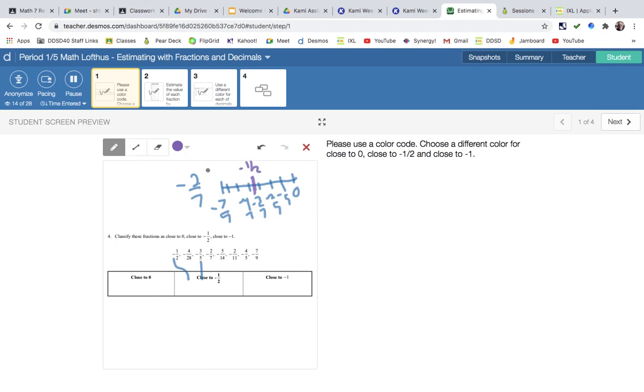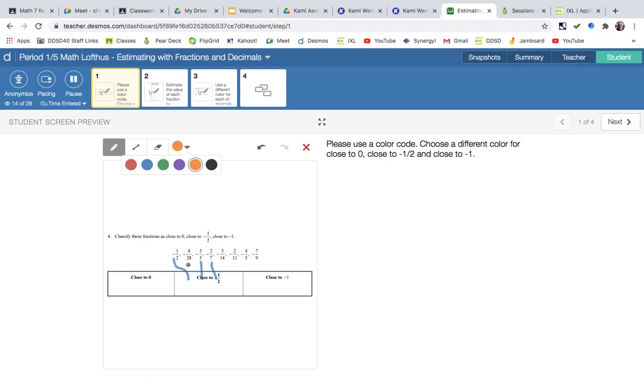So -3.5. So then we have to think, is 2 closer to 0, or is it closer to -3.5? And it's actually closer to -3.5. So we're going to include that in our -1/2. And let me get rid of this. So it was kind of a technical answer, but when you're rounding, you don't really need to be that technical.